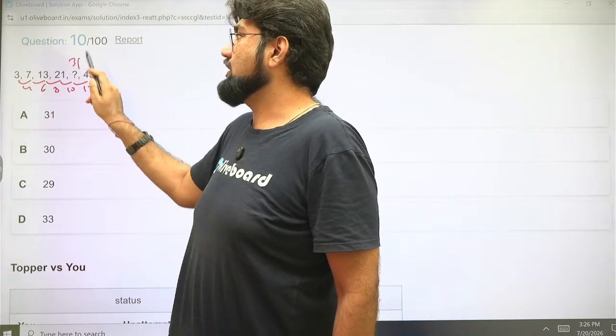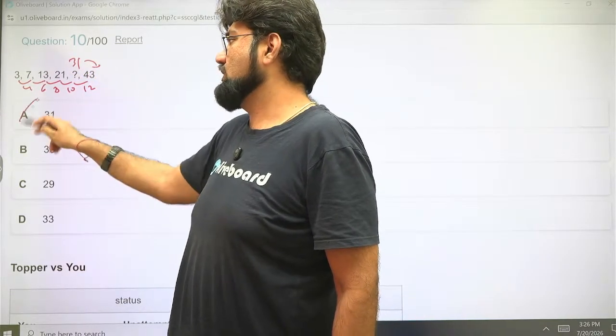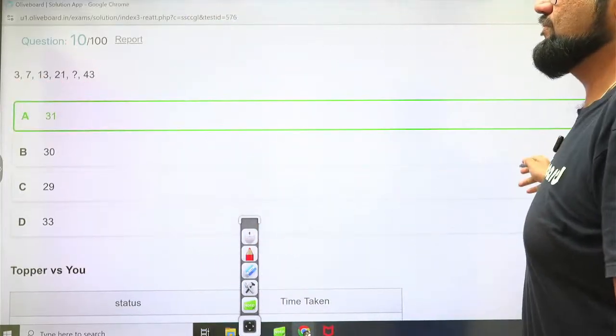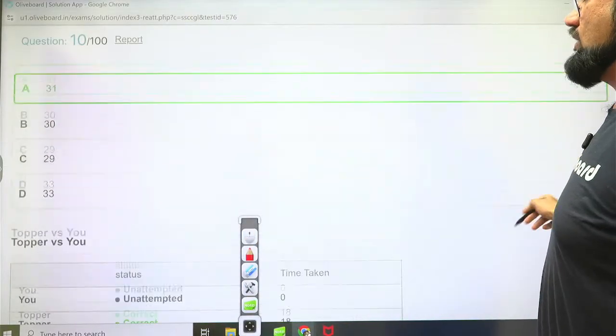If I add 10, I get 31, but always confirm. 31 plus 12 is 43. Option A is the right answer. Not for every question, but for such questions at least confirm. Okay. This took around 18 seconds.